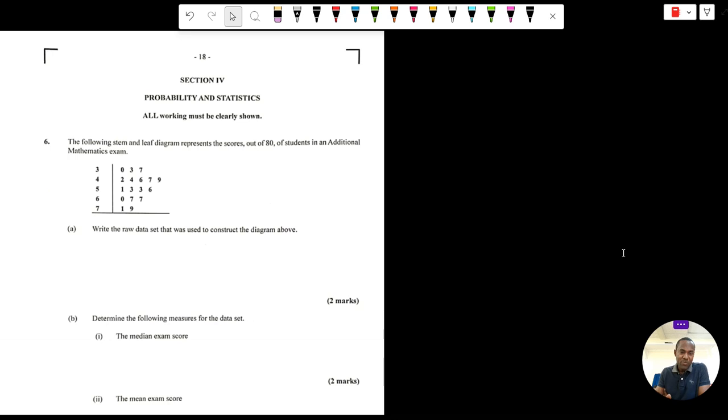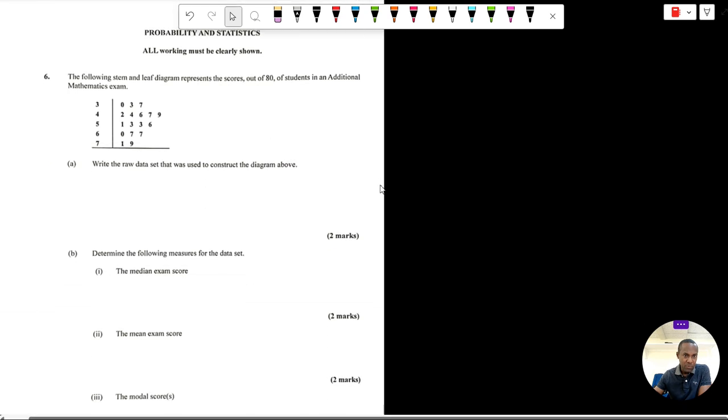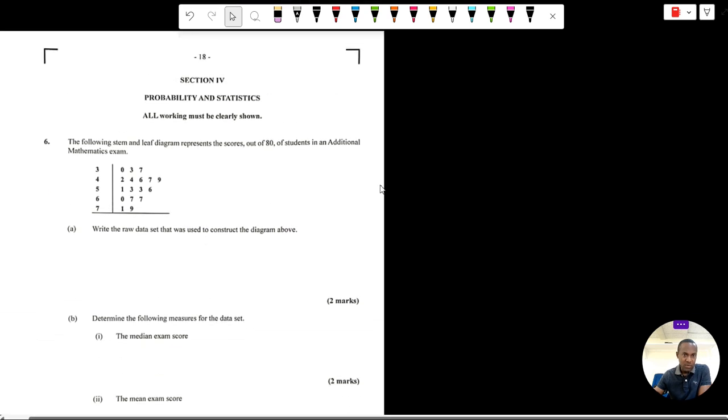In this session, we'll continue to look at solutions to CSEC Advanced Past Paper questions. Specifically, we'll be looking at a question from paper 2 of 2023, from section 4, which deals with probability and statistics. So this is question 6 from section 4. It's on probability and statistics. So let's look at the question.